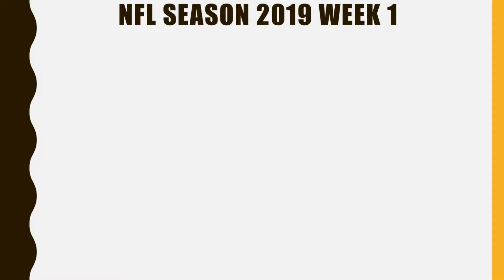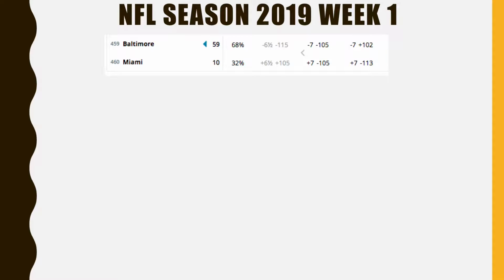All right, so we're going to look at NFL season 2019. This is week one, the very first week, and I'm just showing the games that fit that criteria. So Baltimore, Miami. You can see here, 68% of the tickets were on Baltimore, and they were -7. It opened at 6.5 and went to 7 because a lot of people were playing Baltimore, and only 32% of the tickets were on Miami.